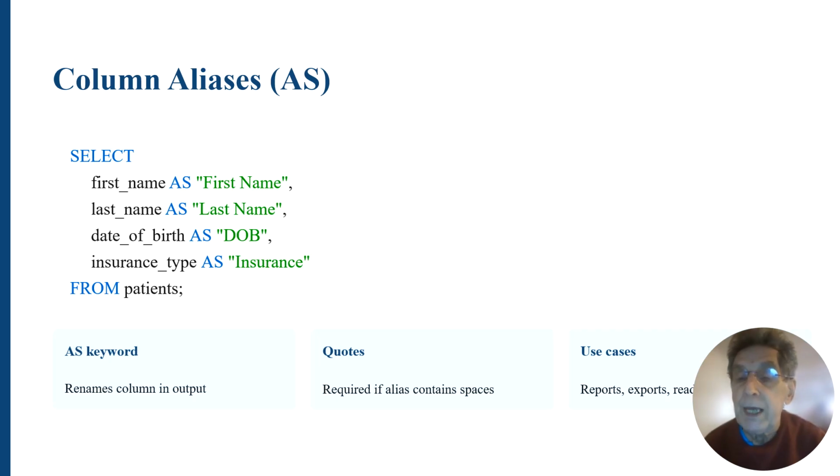Now, where do you use aliases? Reports that need human-friendly column headers that you might print out, or data exports where the receiving system expects specific column names, but really just for readability. When you're presenting query results to non-technical stakeholders, using alias is a benefit. One important note, the alias only affects the output. The underlying column name in your table is not altered.